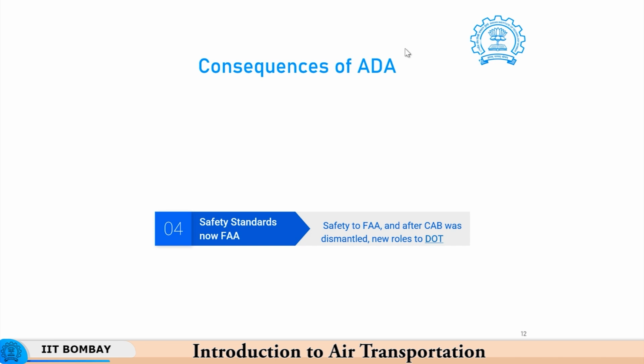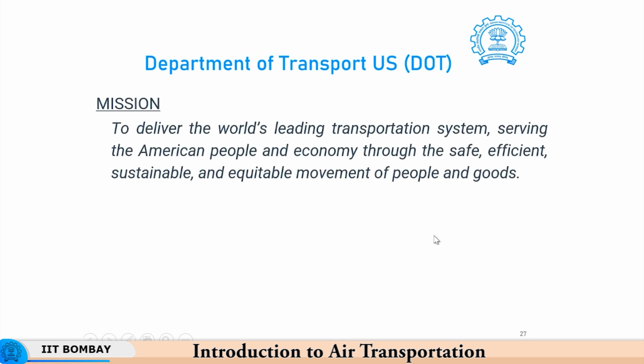The safety standards proposed or implemented by CAB were taken away and given to the new agency. The safety was given to FAA, and after CAB was dismantled, some new roles were given to DOT, which is the Department of Transport. So, what is DOT? DOT is an agency of the government of the US, and we will talk about it in more detail when we look at aviation organizations.